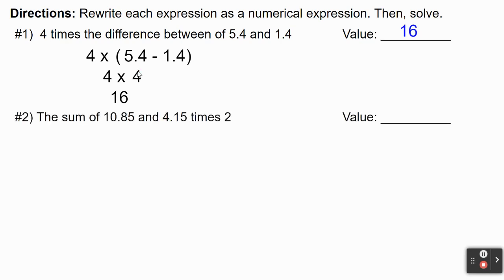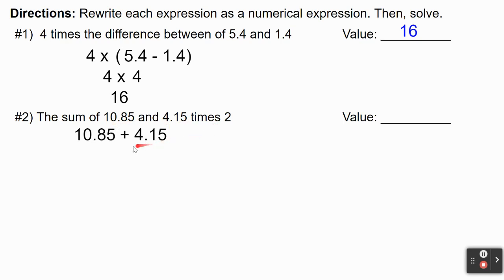Let's try number 2. The sum of 10 and 85 hundredths and 4 and 15 hundredths times 2. Well, we know the sum is the answer to an addition problem. So we're going to be adding 10 and 85 hundredths and 4 and 15 hundredths. We're going to get that answer first, and then we'll multiply it by 2.